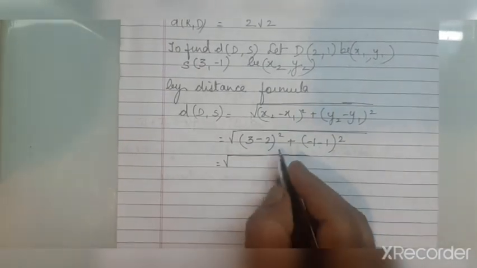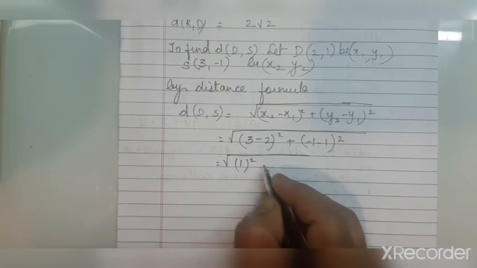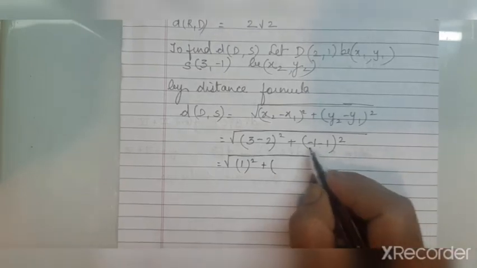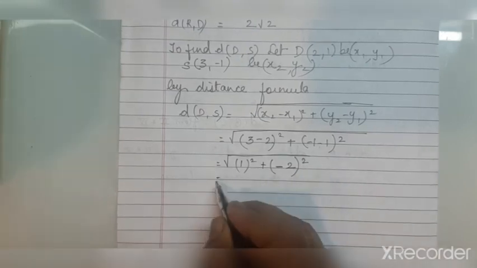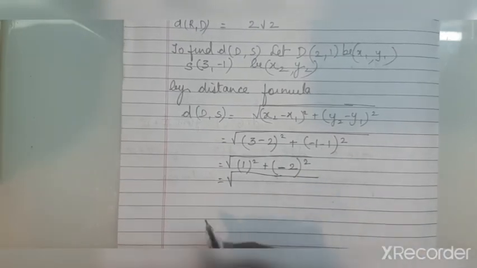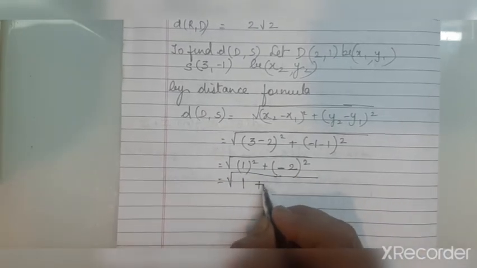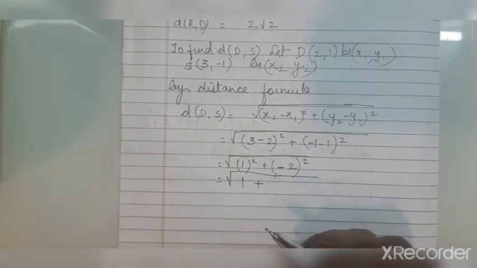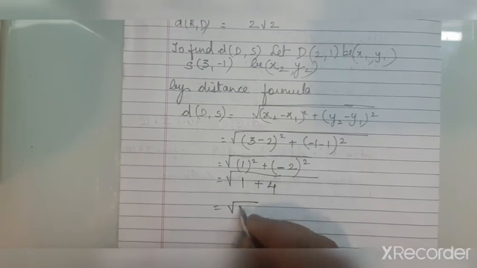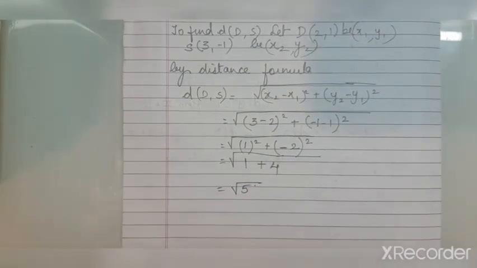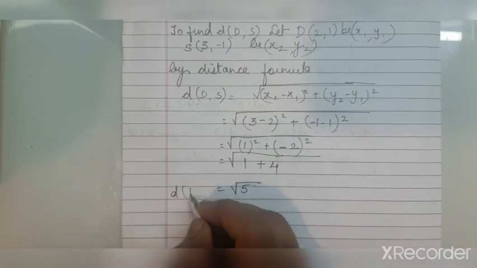Okay, so 3 minus 2 is 1 square plus, when the signs are same, write the same sign and add, 1 plus 1 is 2. Okay, now further 1 square is 1. Square of a negative number is positive and 2 square is 4, which is equal to root 5. Now 5 we cannot split into a multiplication of a square and a number, so we just leave it. Distance DS.